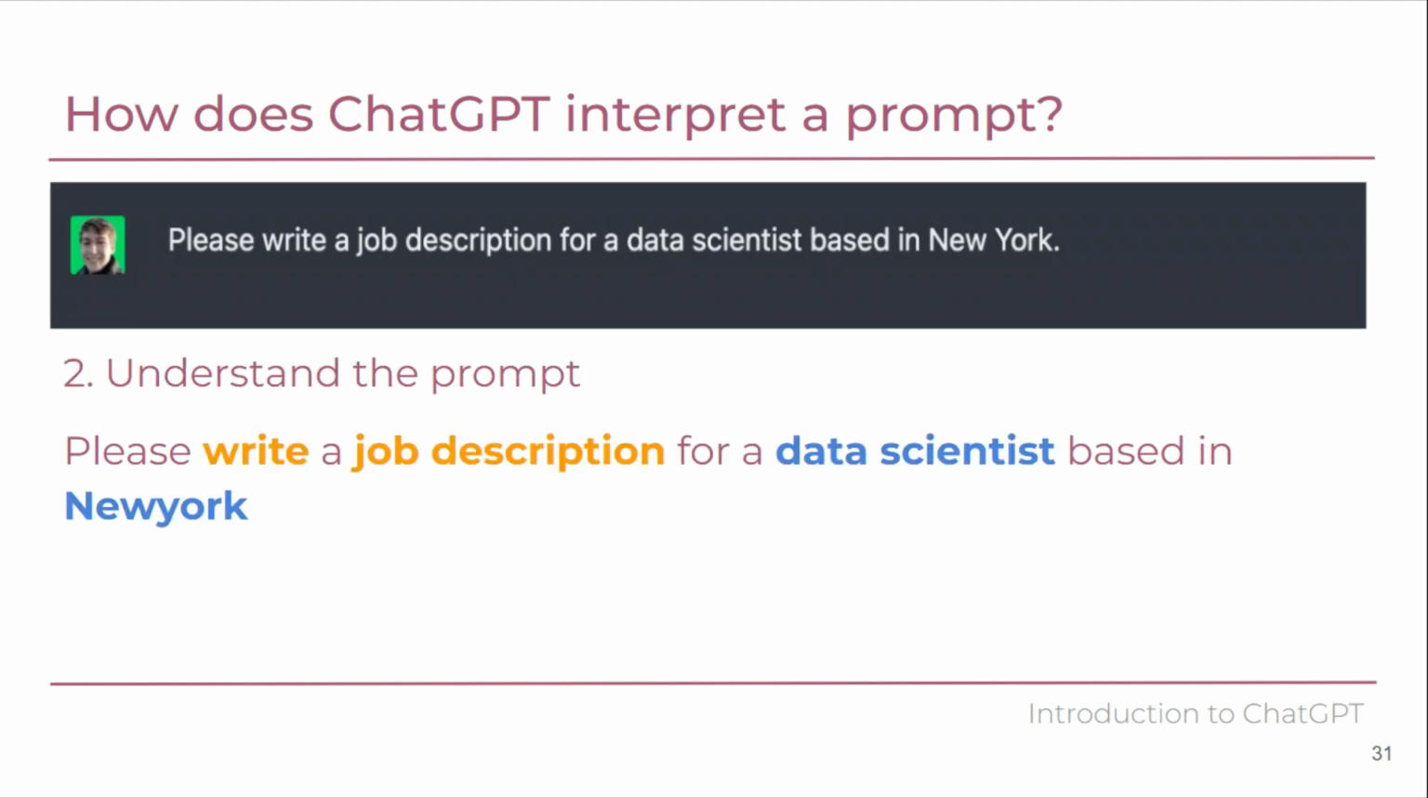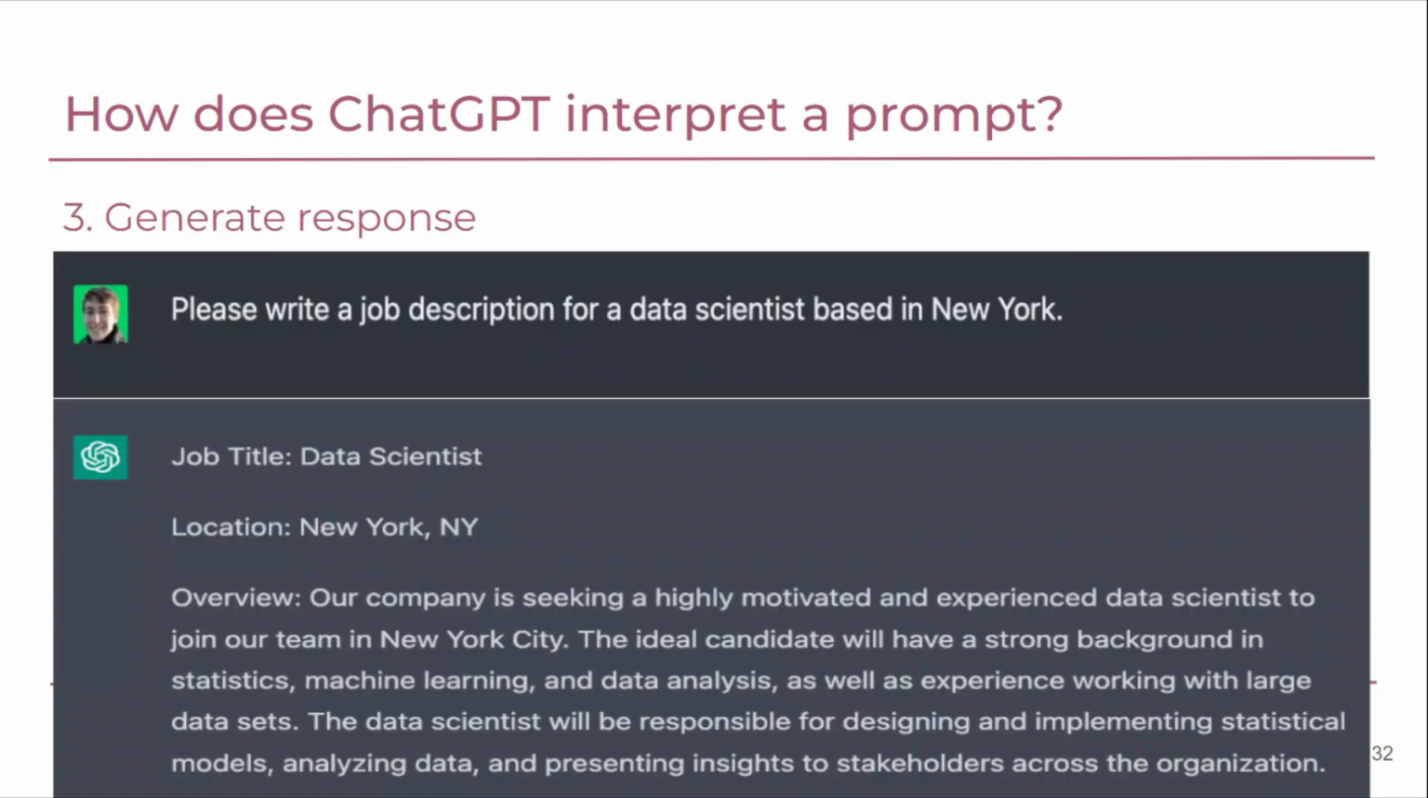Next, ChatGPT attempts to understand what the prompt is requesting. In this case, the verb, write, and job description indicate the task being given to ChatGPT. Data scientist and New York provide additional context to help populate the response with relevant information. Finally, the response is generated. This isn't bad for a first draft with little specific context. More context could be added to the prompt for greater personalization, such as key role-specific skills and company culture information.